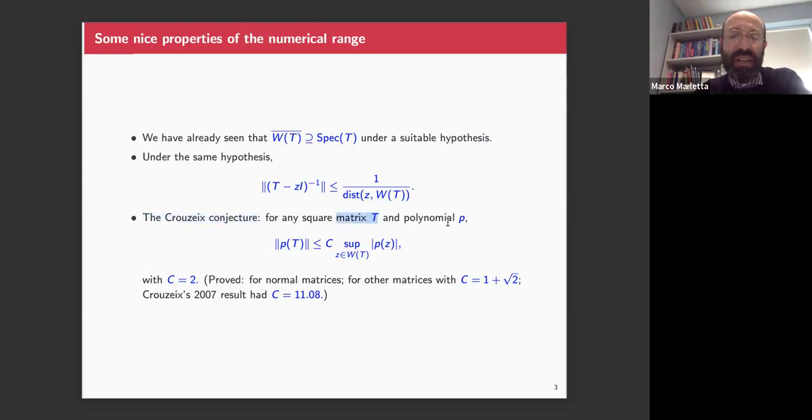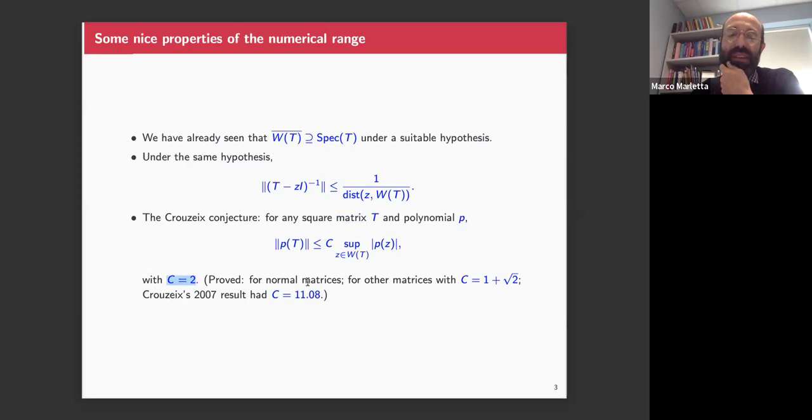you take any square matrix and any polynomial, then the norm of P of T is bounded by a multiple of this thing here, the supremum over z in the numerical range of T of the modulus of P of z. And the deal with the Crouzeix conjecture is what's the constant. The conjecture is that C equals 2 should be possible. At the moment, this is proved for normal matrices. And for other matrices, it's proved with C equal to 1 plus root 2. And Crouzeix's original 2007 paper had C as 11.08.